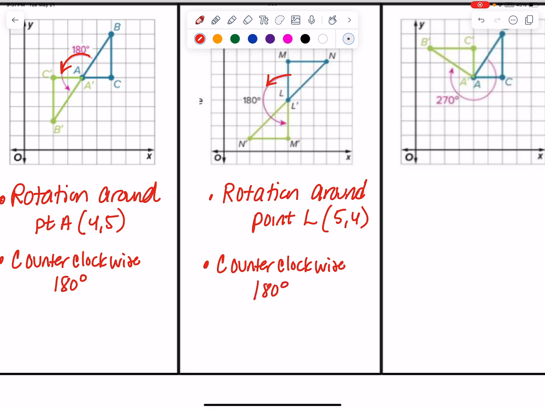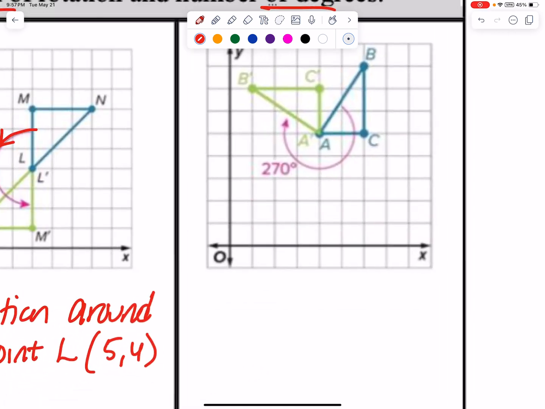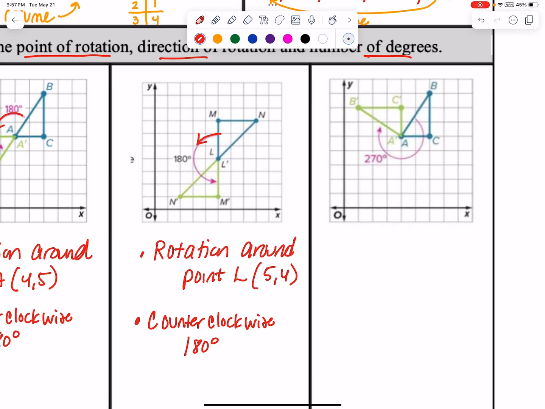Okay, I can also tell because of that sort of reflected look, even though it's not an actual reflection. All right, we can already see the degrees. What are we rotating around? We're rotating around this point here.